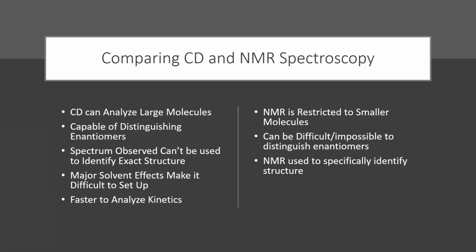But in general, the CD instrument is very fast in analyzing the kinetics of these protein changes, because you can analyze as temperature changes over time and compare that. Whereas in NMR spectroscopy, it's more difficult because of the amount of time. I believe with CD, you're looking at the UV spectrum, whereas NMR uses radio waves, and CD is faster in that respect. But NMR is more specific in general with identifying structures.